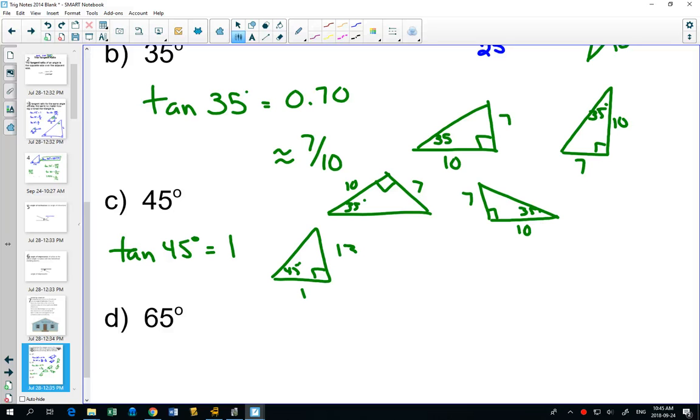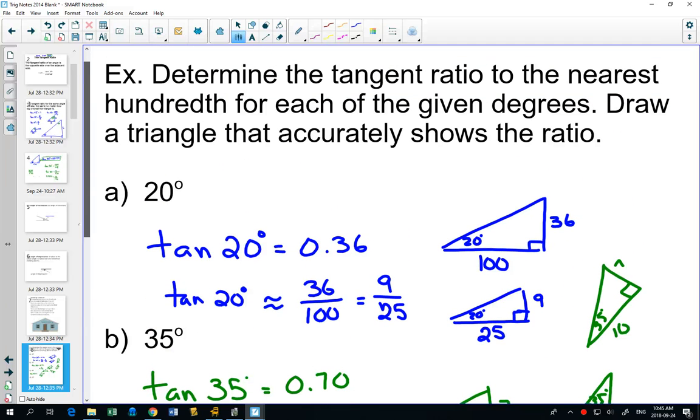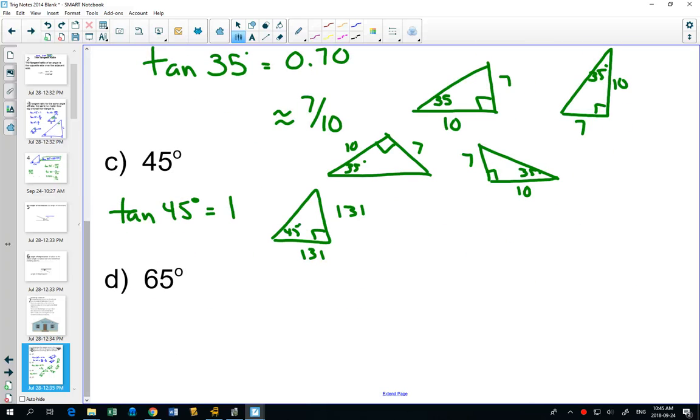So you could use 1 and 1. Or if 131 is your favorite number and you've been like, man, we don't get to use 131 very often in math, here's your opportunity. 131 and 131. Yes? This is a good question. Because it's exactly 1, there's no need to round. So the question at the beginning says to the nearest hundredth. But because it's exact, you would leave it just as 1.